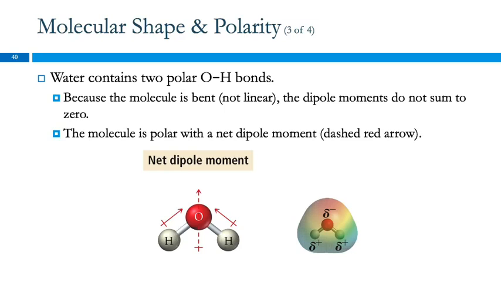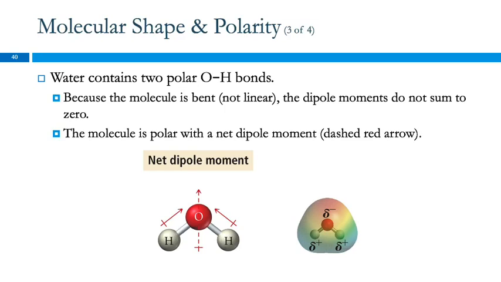So in water, we look at these oxygen-hydrogen bonds. Oxygen and hydrogen are different nonmetals. This is a polar bond. Oxygen is more electronegative, and so the dipole moment points towards the oxygen, with the hydrogen end of this bond being more positive. But the shape of water is bent.